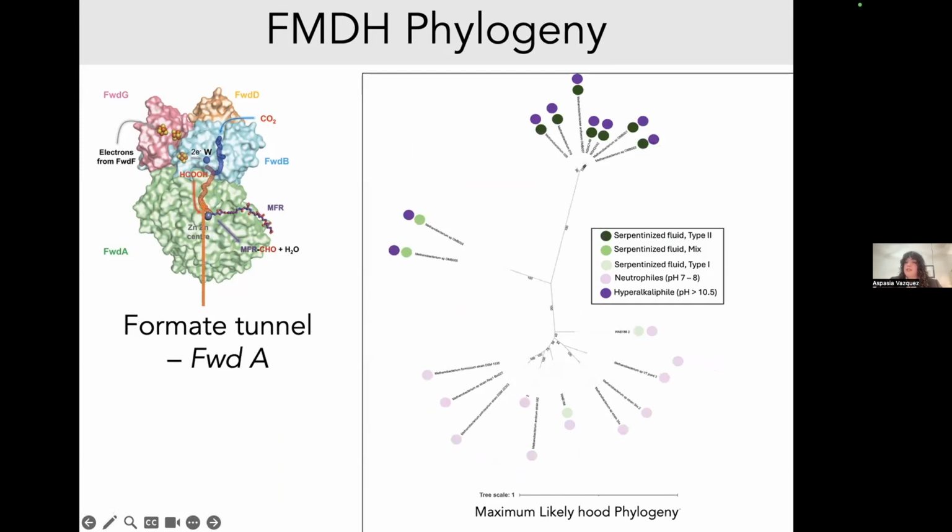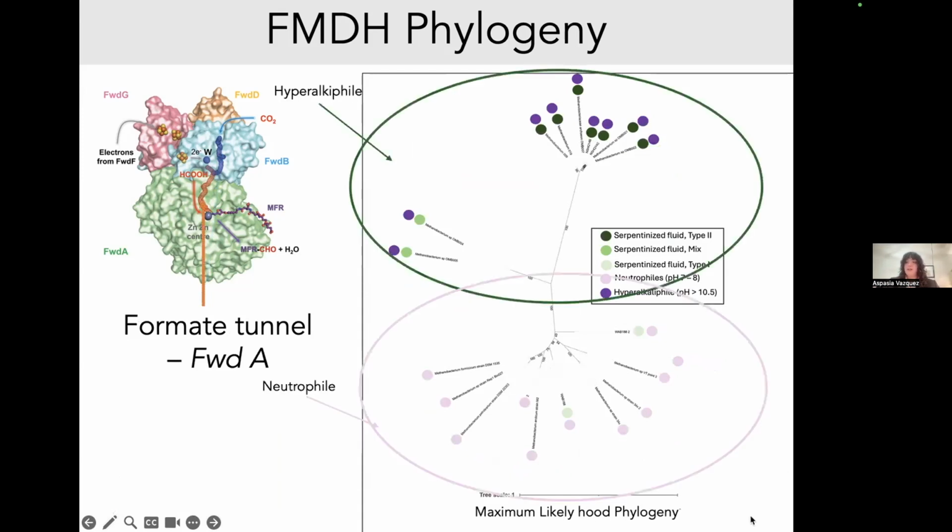I also did the same analysis for my tunnel, and I saw a very similar thing happening as well. There was the same kind of distinct clades forming.